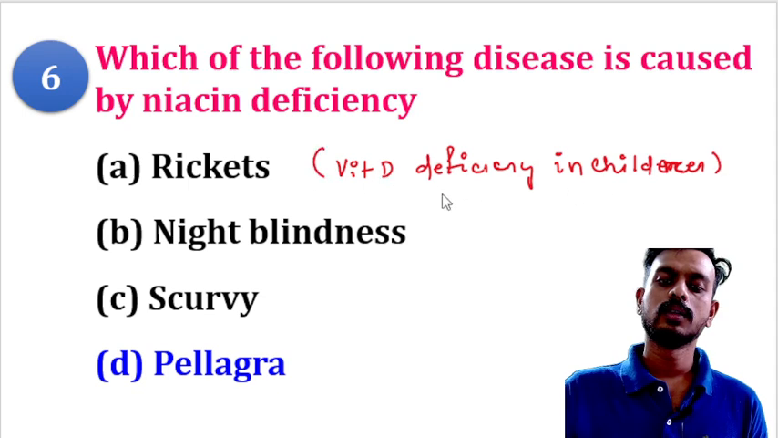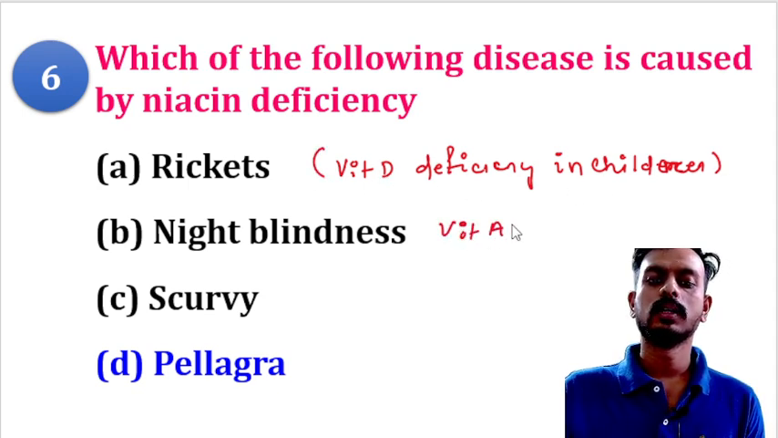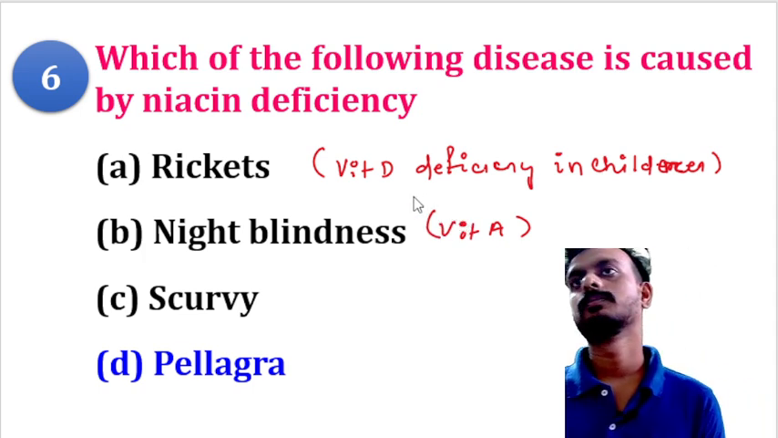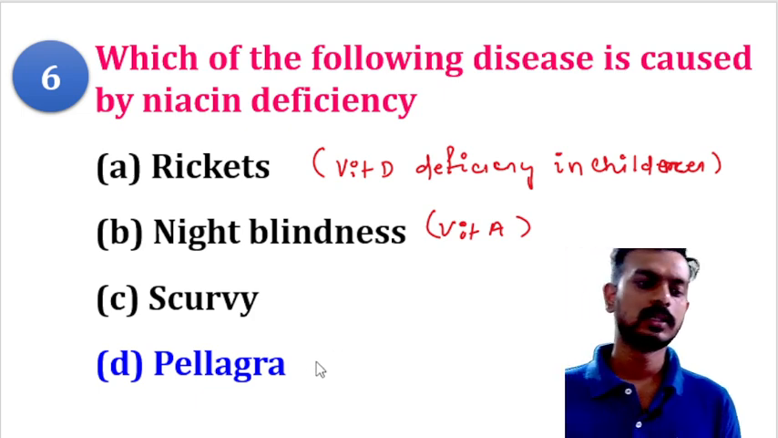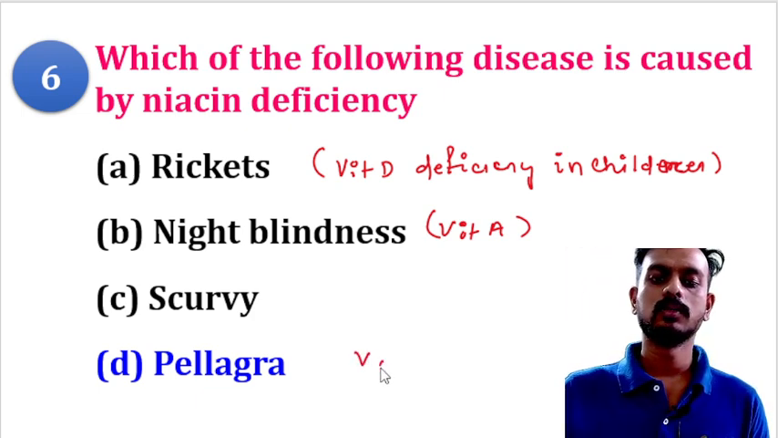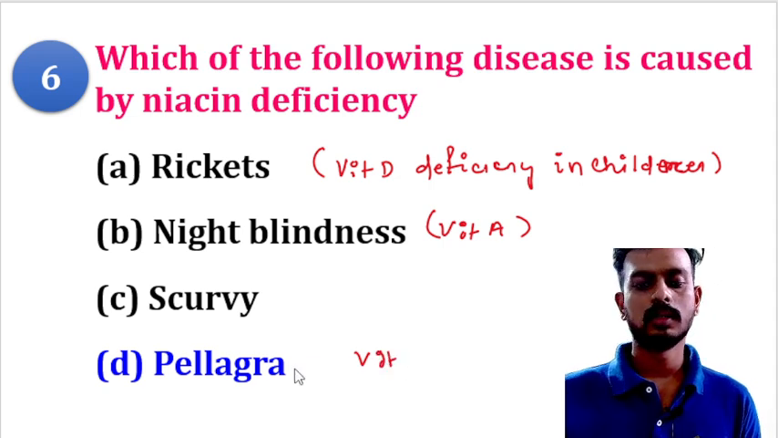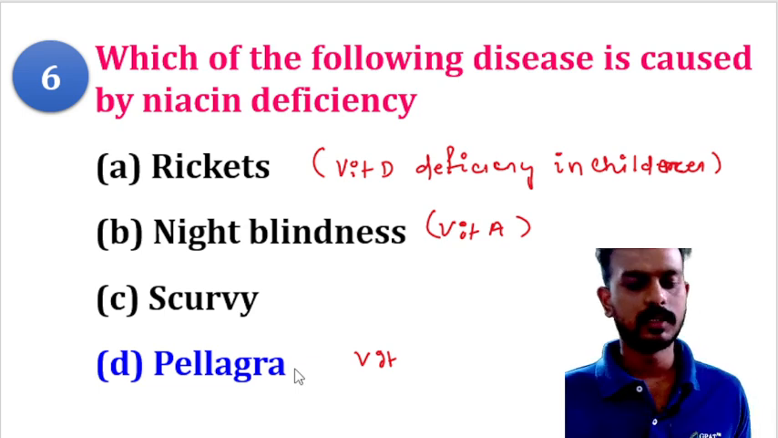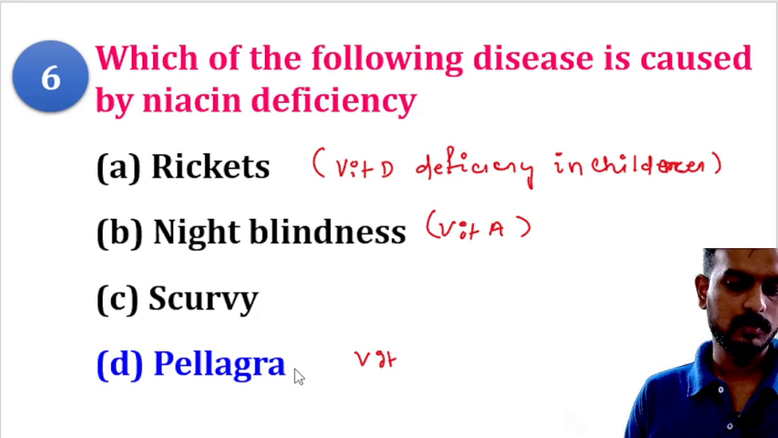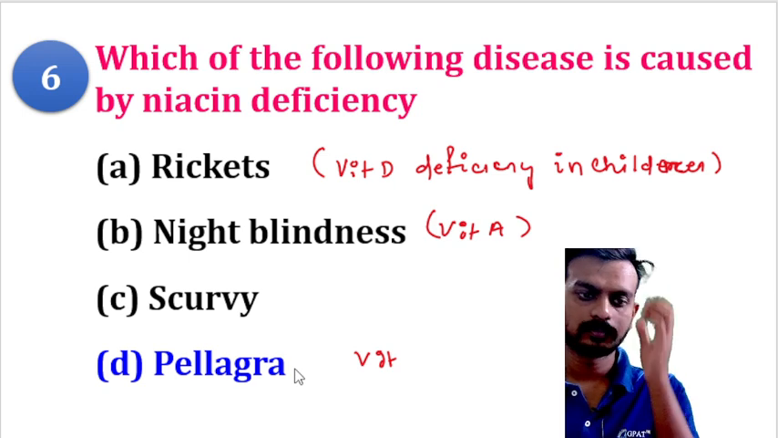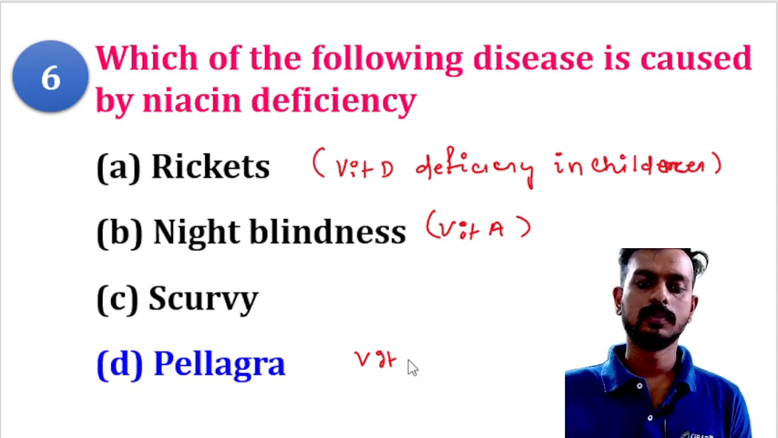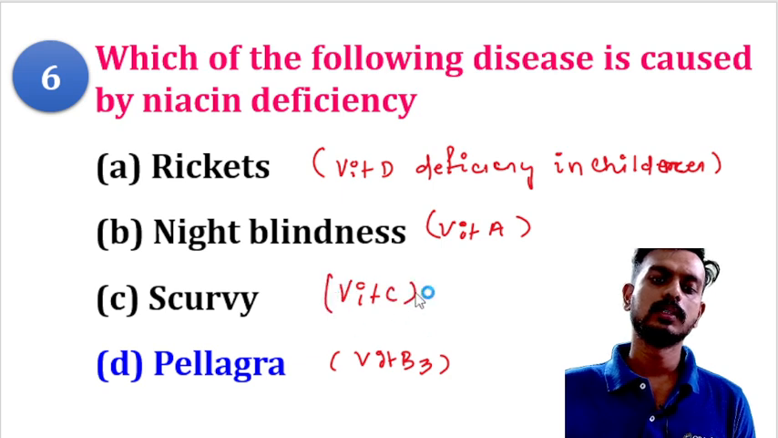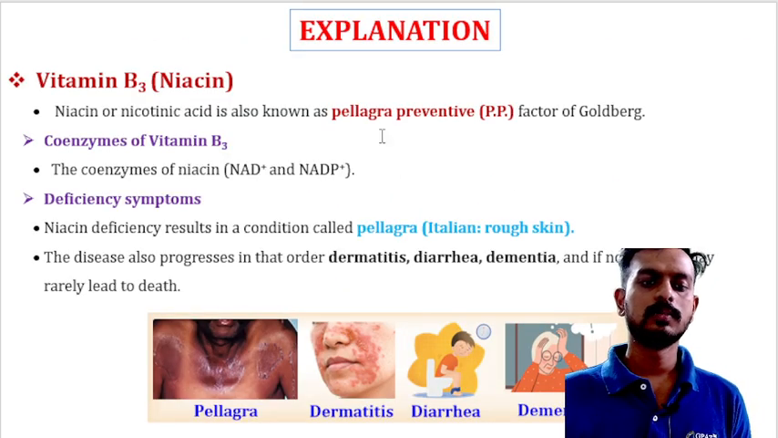Night blindness is due to vitamin A deficiency. Next is pellagra. Pellagra is due to vitamin B3 deficiency, and scurvy is due to vitamin C deficiency. So you can see vitamin B3 and niacin deficiency.